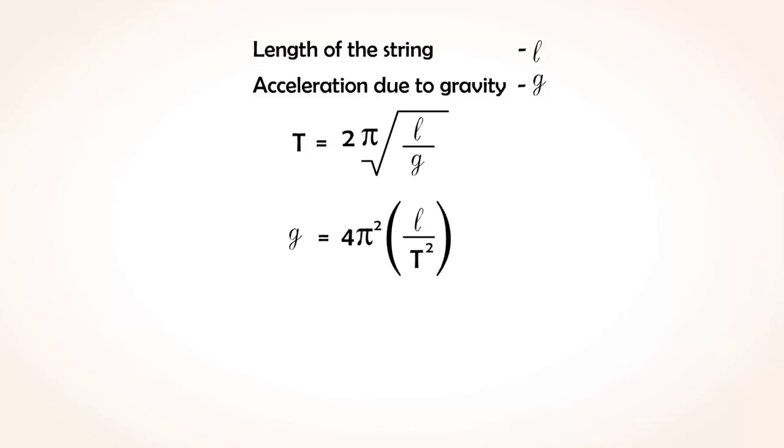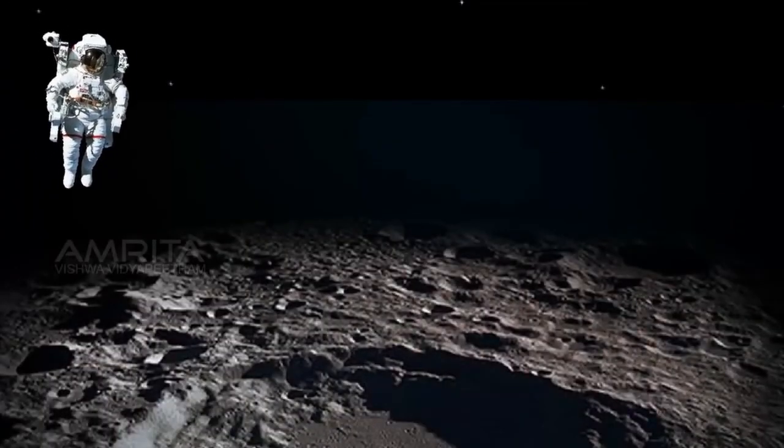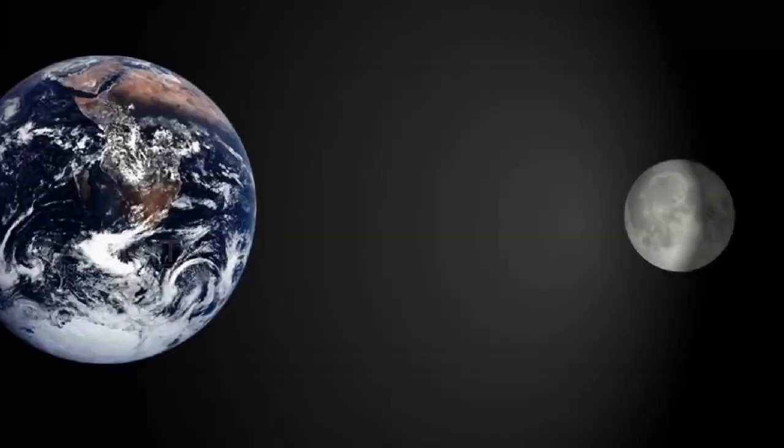The acceleration due to gravity can be calculated from the equation g = 4π² L / T². Acceleration due to gravity changes from place to place. Acceleration due to gravity on the Moon is 1/6 of that on Earth.